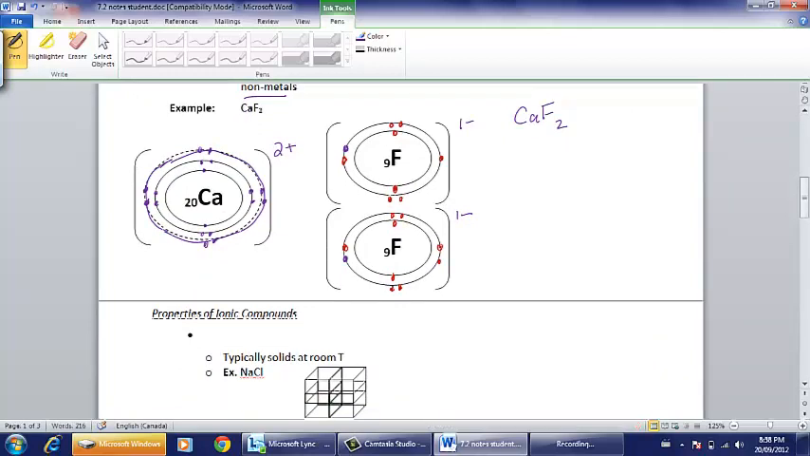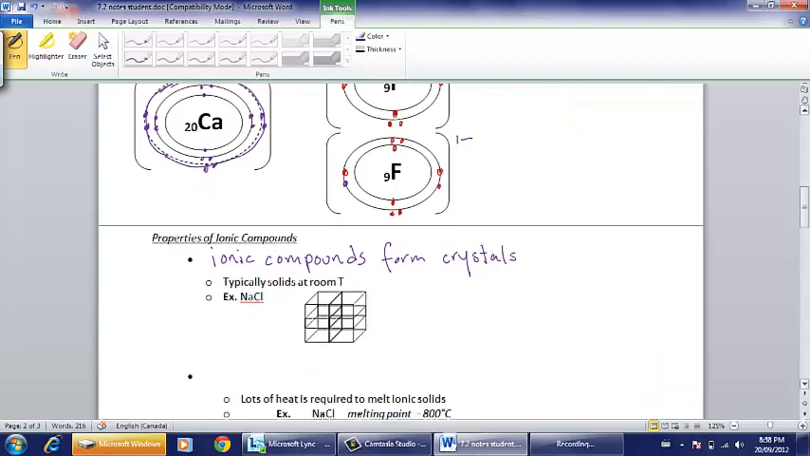We're going to be comparing the properties of ionic and covalent compounds. Ionic compounds form crystals. You may be familiar with salt crystals. NaCl is table salt, sodium chloride. Usually the crystals of ionic compounds are large enough to be seen. If you look at a grain of table salt, if you poured some out and looked at it, you could see the actual individual crystals.